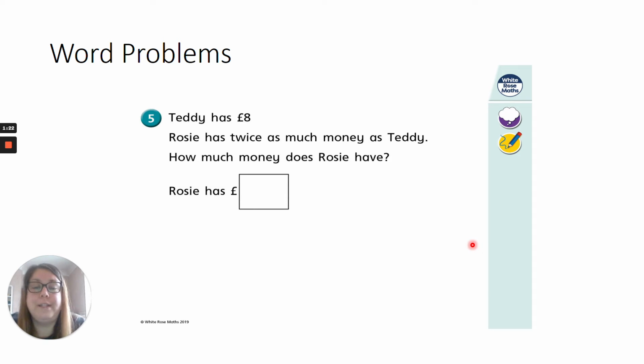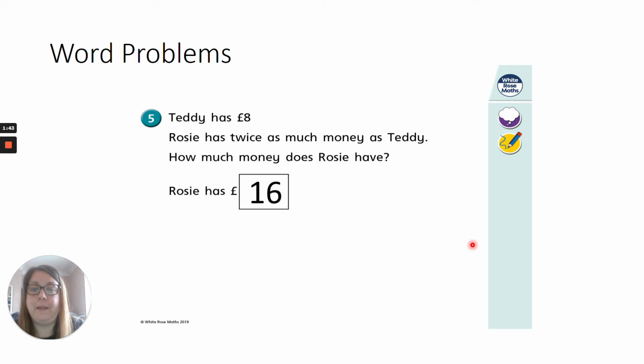Teddy has £8. Rosie has twice as much money as Teddy. How much does Rosie have? So Teddy's got £8 and Rosie's got twice as much. What multiplication is it going to be to help you work out how much money Rosie does have? Pause the video and write it down how much she has.